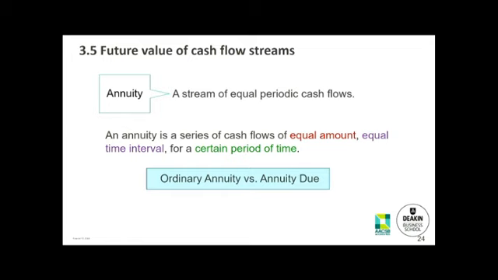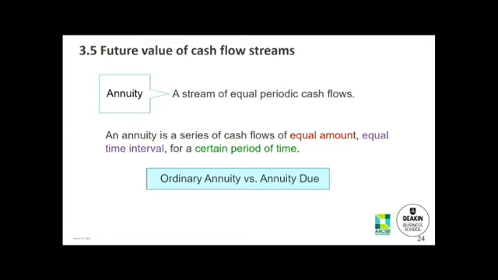Today, I'm standing at time 0. The first cash flow is at the end of year 1, $10. Then year 2, $10. Then year 3, $10. This is an ordinary annuity, because the first cash flow happened at the end of the year. Get it? Now, if the first cash flow happened right now, $10 at time 0, $10 at year 1, $10 at year 2, this is an annuity due because it starts right now.